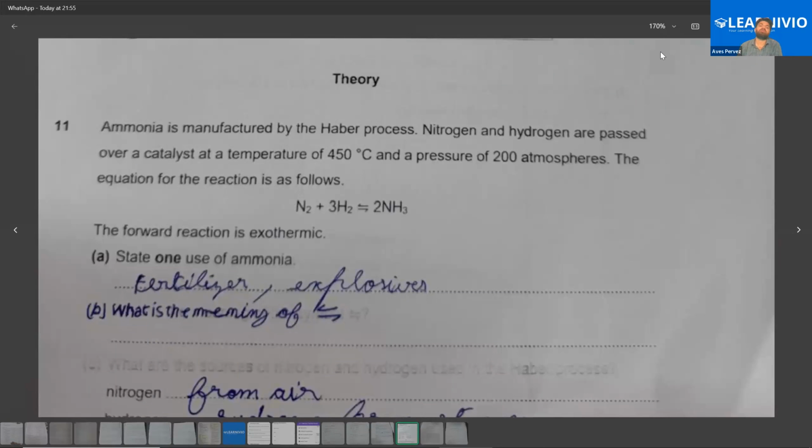Yes. Ammonia is manufactured by the Haber process. Nitrogen and hydrogen are passed over a catalyst at a temperature of 450 degrees and a pressure of 2 atmospheres. The equation of the reaction is as follows. State one use of ammonia.